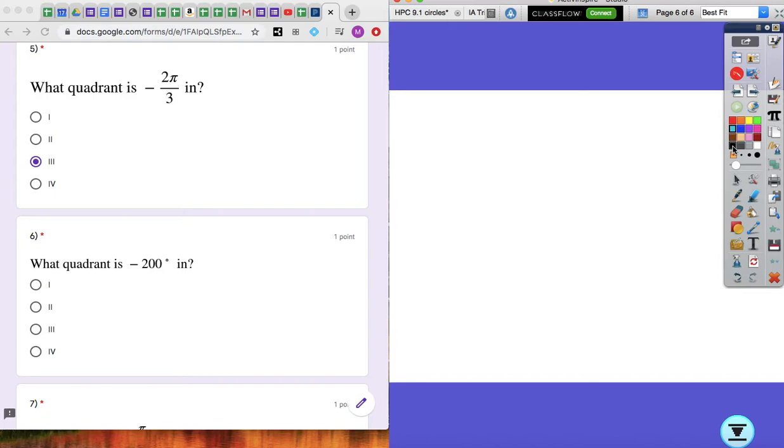This one, number 6, is going to be a little bit nicer because it's already in degrees. And it's a negative, so if you don't like a negative, we can get a coterminal angle by adding 360 degrees to try to get it out of the negatives. And when you do that, you get 160. So this angle, 160, is coterminal with negative 200. And we're supposed to figure out what quadrant that's located in.